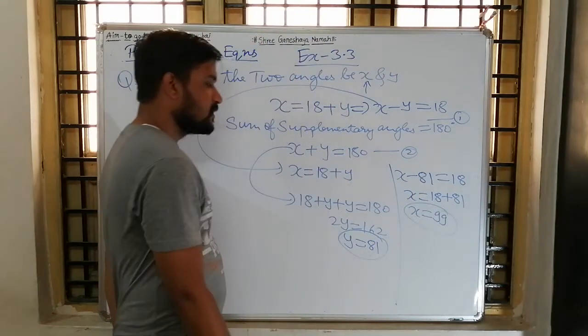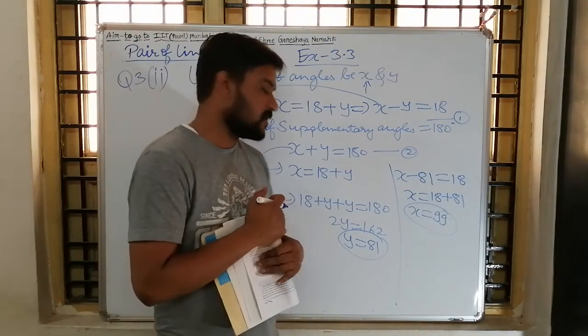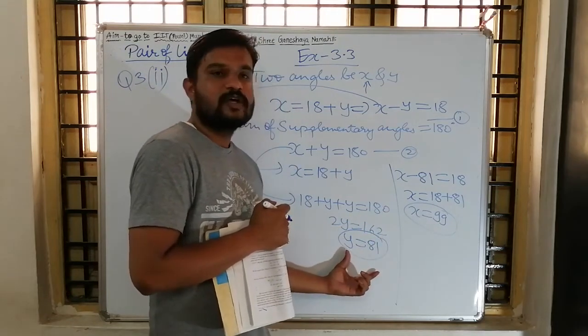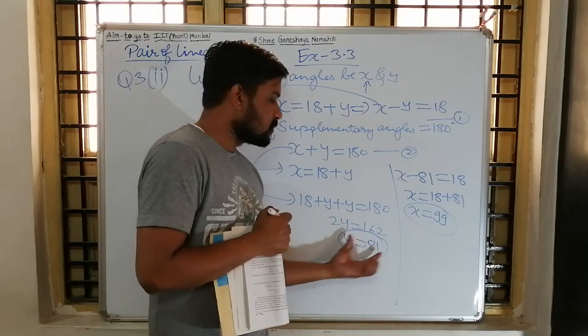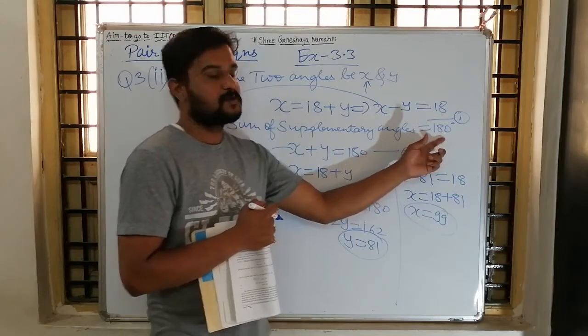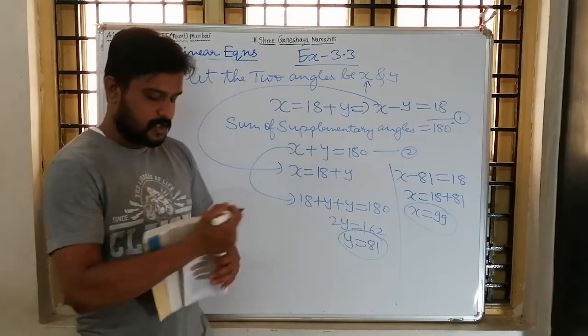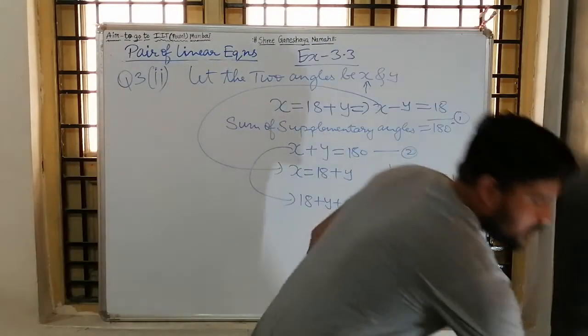So you got both the angles by using substitution method. ओके, one angle is of 99 degree and other angle is of 81 degree. अगर आप दोनों का sum करोगे तो you will get 180 degree. Okay, sum of supplementary angles is 180 degree. Okay, next question 3 में part 3.